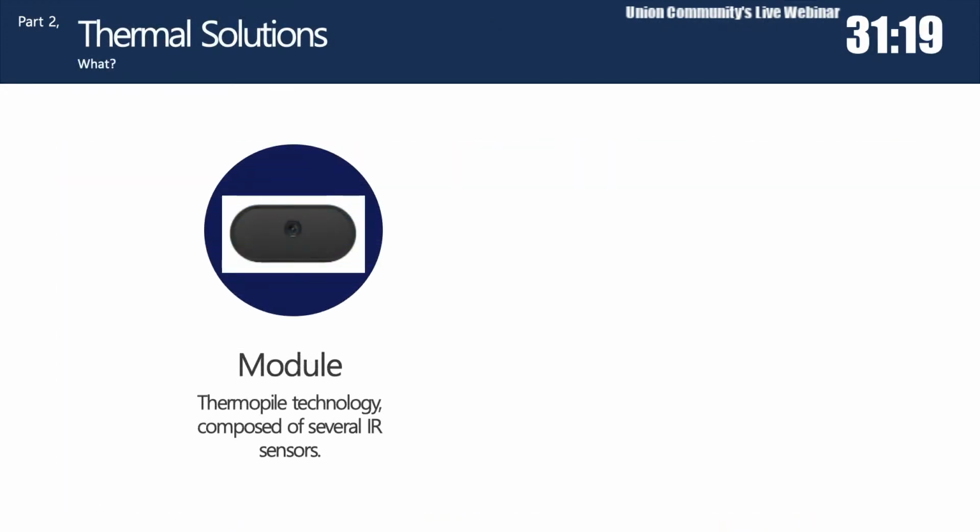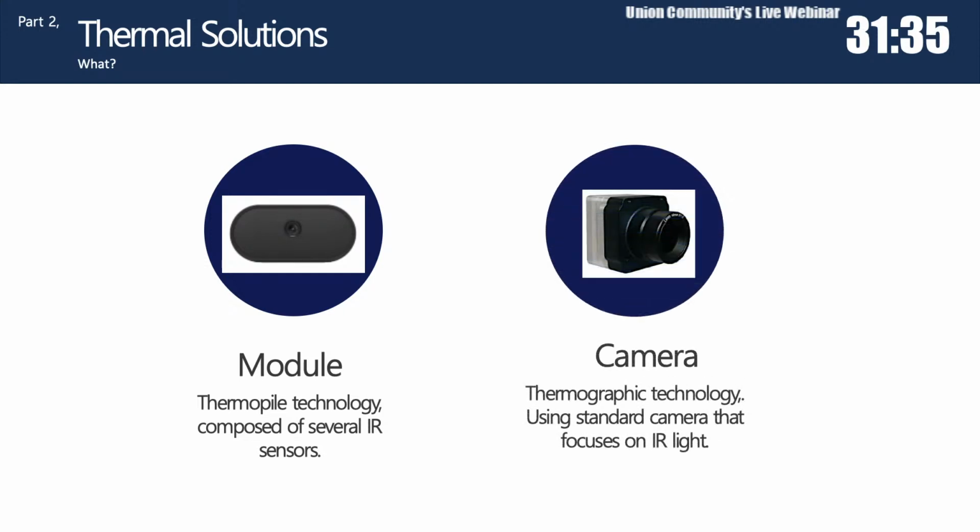Now, let me tell you the types of thermal solution, fever screening solution that we have. One is the module, and that is based on thermal pile technology that's referred to. It's composed basically of several infrared IR sensors. And then we have a camera solution. Camera is called, referred to as thermographic technology. That's using the standard camera focusing on IR light. So not just RGB standard light, it's infrared IR light.